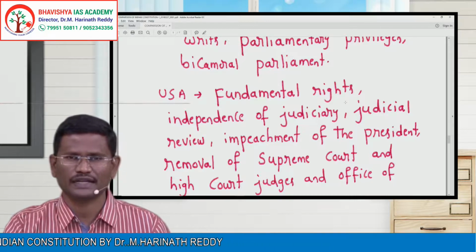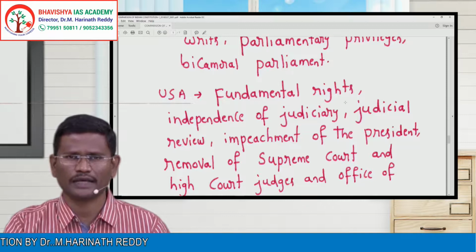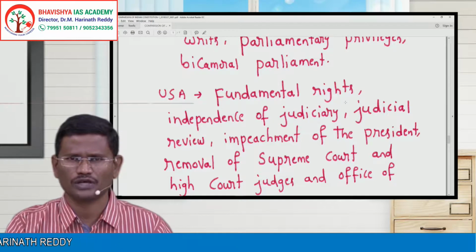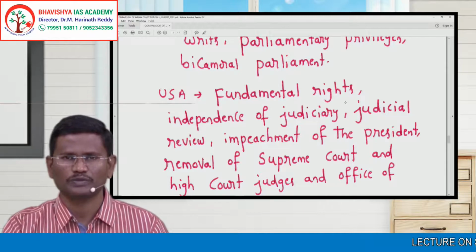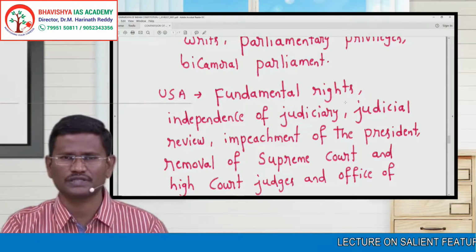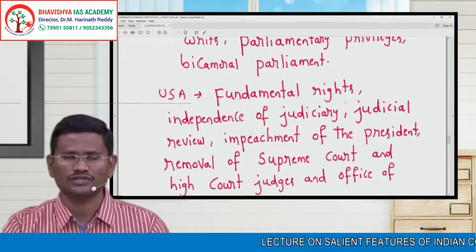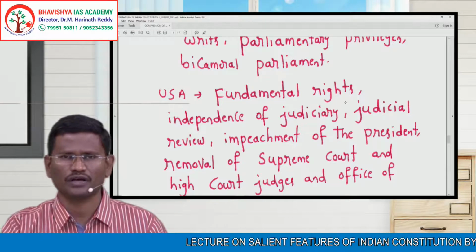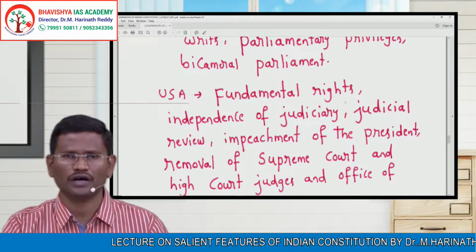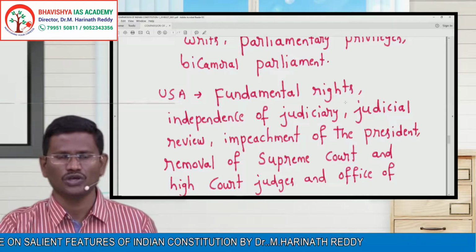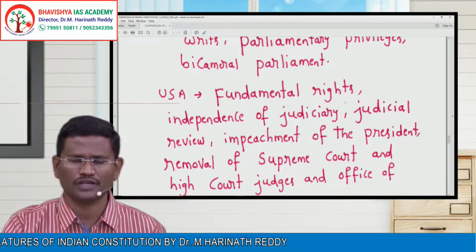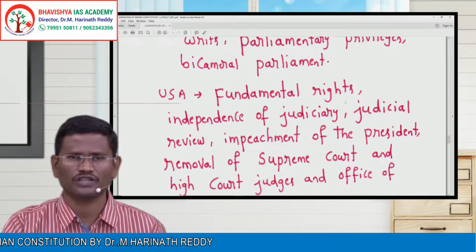The Speaker of the Senate, see, American Parliament is bicameral. The lower house is House of Representatives. The upper house is Senate. So the presiding officer of the Senate is Vice President of America. And this Vice President of United States of America will occupy the office of the President if a vacancy arises in the office of the President. So the office of the Vice President in India is borrowed from the office of the Vice President in United States of America.